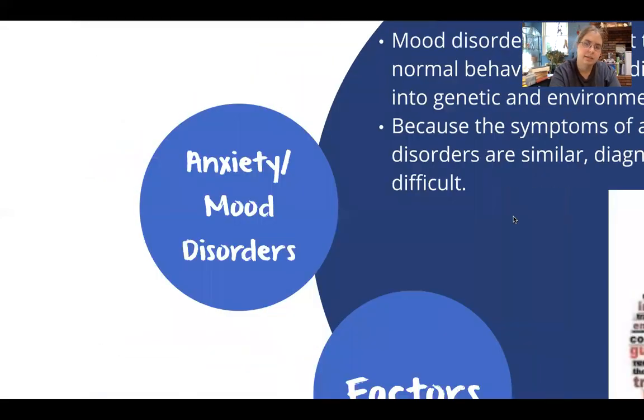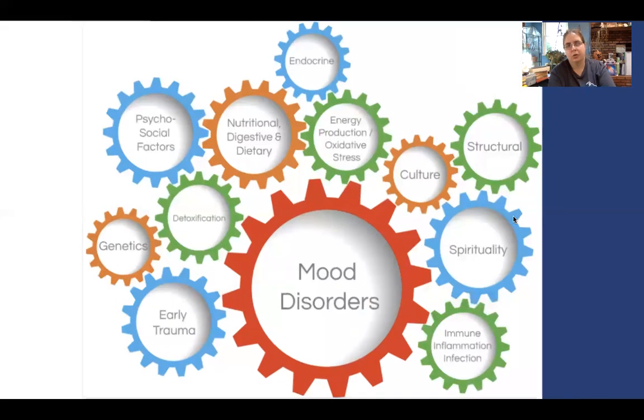All right. So what are some of the factors? Oh, so many things. We can talk about it in terms of genetics, and then we have all these other things: spirituality, culture, structural, immune inflammation, infection. Certain infections can lead to a change in some of your biochemistry, and that can lead to a mood disorder. Early trauma, detoxification, so going through withdrawal after you've been addicted to a drug, that often will lead to depression.